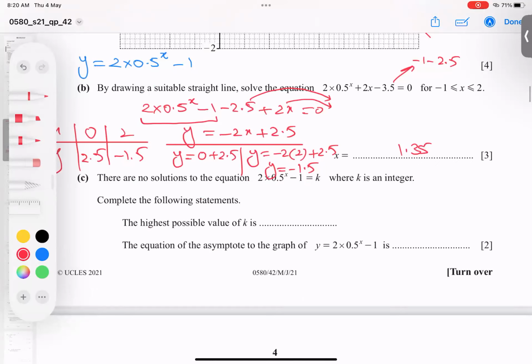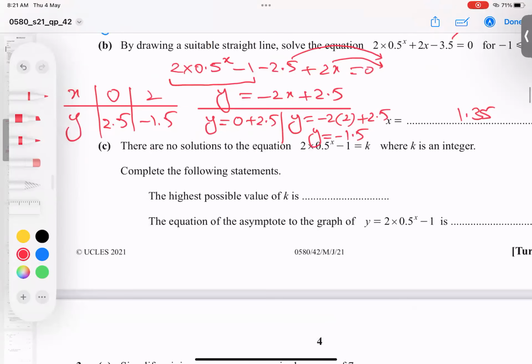1.35. So this part is over. Now let's talk about this one. Before I just give you the idea.